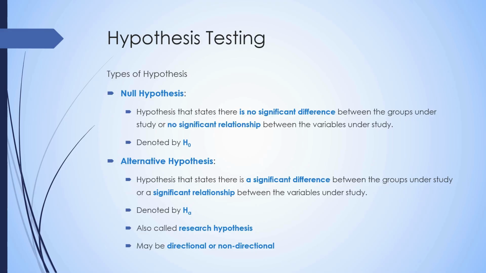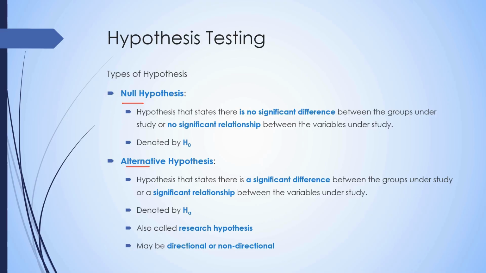Now we have two major types of hypothesis. The first is null hypothesis and the second is alternative hypothesis. So in our previous videos where we were calculating one-way ANOVA and then later on Kruskal-Wallis ANOVA, the first step in the computation was to formulate the hypothesis. And in all of those cases, we formulated two types of hypothesis. The first one was the null hypothesis and the second one was the alternative hypothesis. Let's see what those are.